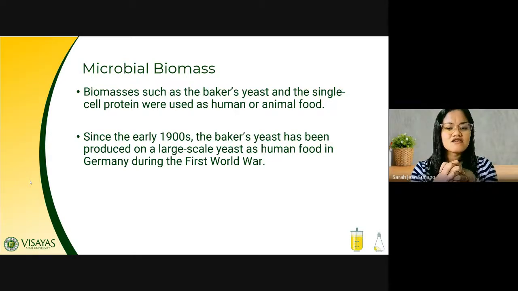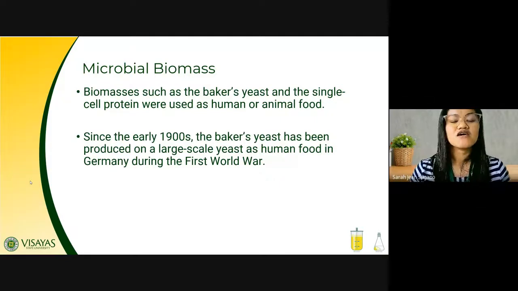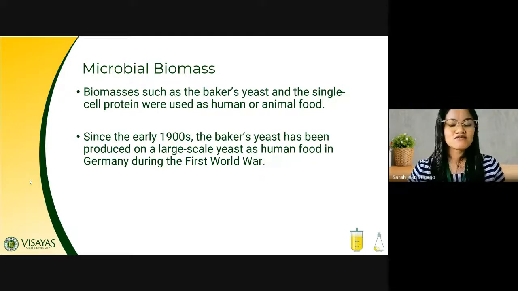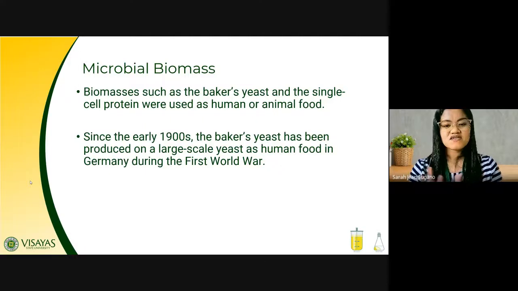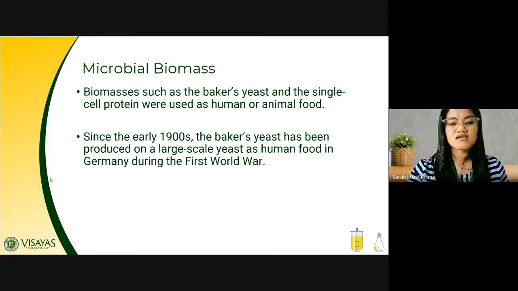These examples show that these biomasses are rich in proteins that can be used as human food or animal food. In the early 1900s, when the First World War broke out, baker's yeast was produced on a large scale. It was used as human food because there was scarcity of food because of the World War. So they had to produce food that is really high in protein, in order to acquire strength from the protein so that you will survive the war. That's why they used baker's yeast as human food during that time.